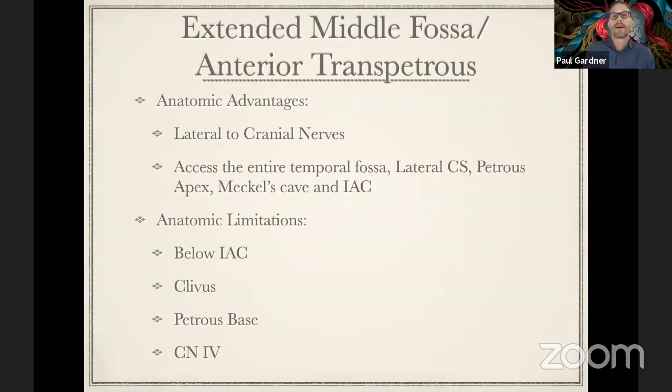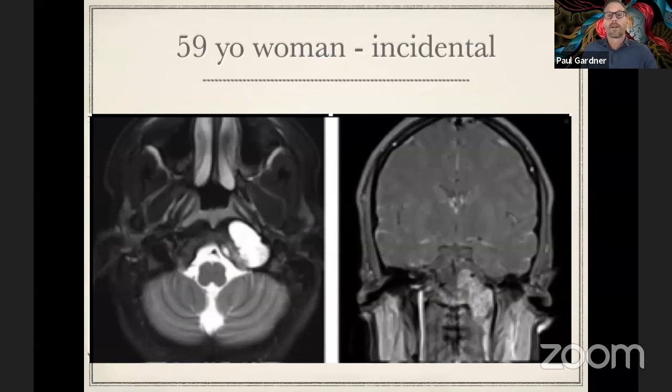Conversely, an extended middle fossa or anterior transpetrous approach has a clear advantage in that we're lateral to cranial nerves. So meningiomas would be better accessed this way. We have the entire temporal fossa, Meckel's cave, and IAC, but we're limited below the IAC. We don't have great access to the petrous base, and the 4th nerve is inevitably in our way.